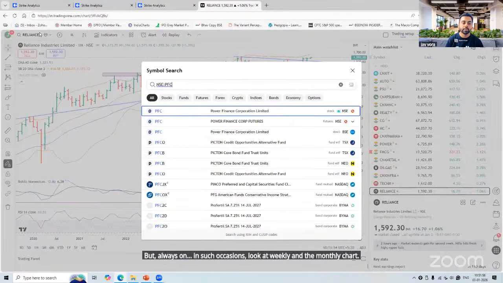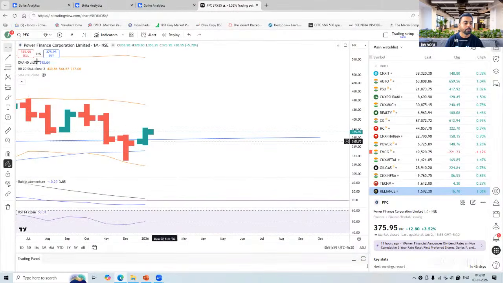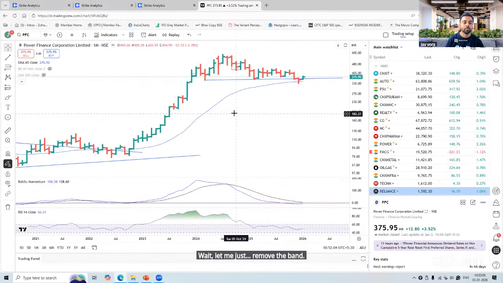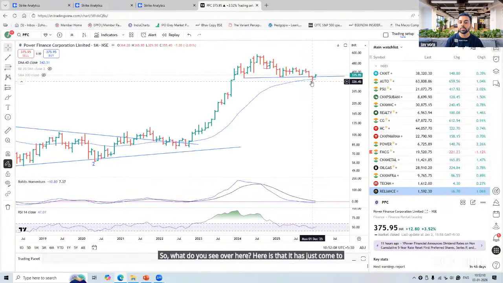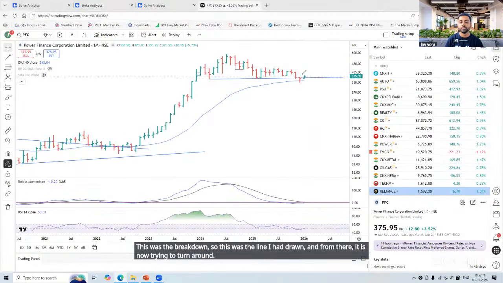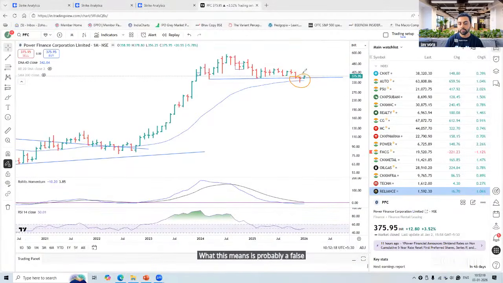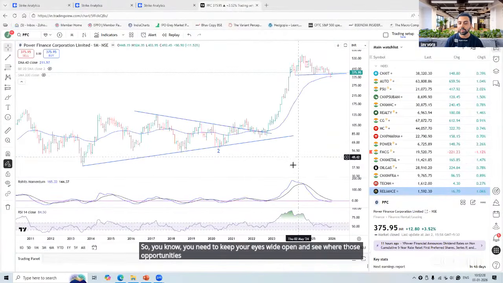When you do that, wait, let me just remove the band. So what you see over here is that it has just come to the 40-month exponential average. This was the breakdown. So this was the line I had drawn, and from there it is now trying to turn around. What this means is probably a false breakdown. Of course, if this month confirms us. So you need to keep your eyes wide open and see where those opportunities are arising. Okay.